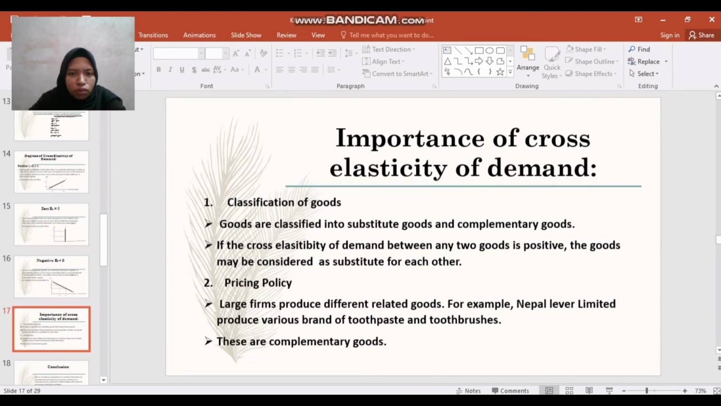The importance of cross elasticity of demand is, first, the classification of goods. Goods are classified into substitute goods and complementary goods. If the cross elasticity of demand between two goods is positive, the goods may be considered substitutes for each other. The second is pricing policy. Each firm produces different related goods. For example, Nepal Never Limited produces various brands of toothpaste and toothbrush. These are complementary goods.